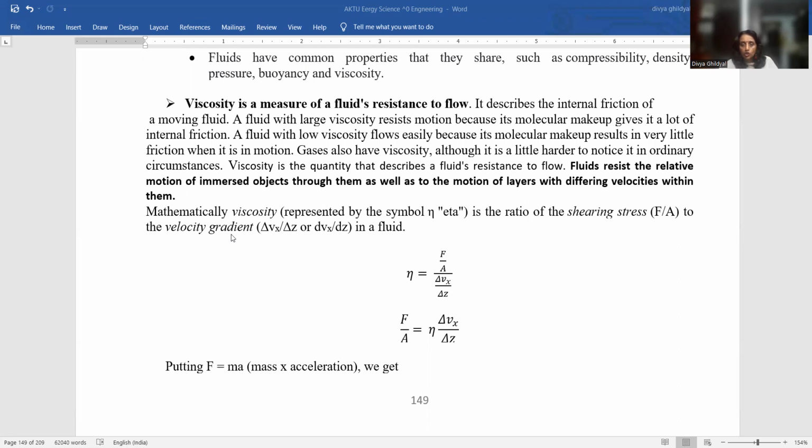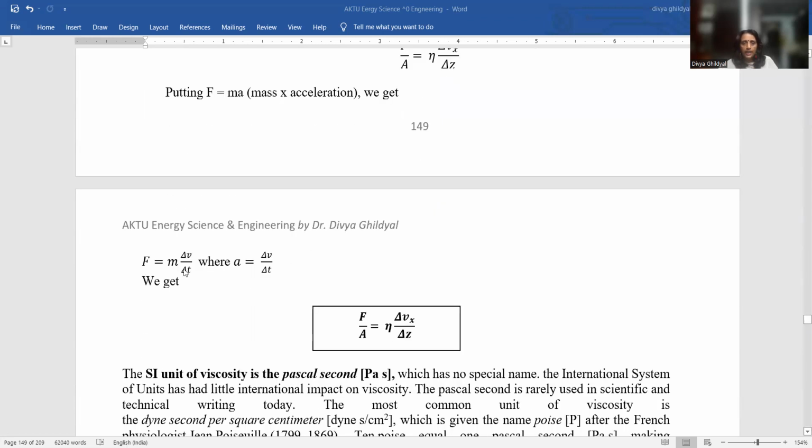Gradient in physics means slope. So viscosity is mathematically given by shearing stress to velocity gradient, and stress is force upon area, gradient is del V by del Z. So force upon area is equal to viscosity into del V by del Z. Force is also known as mass into acceleration from Newton's law. So I put acceleration, a, as rate of change of velocity, del V by del T. So I get force upon area is equal to coefficient of viscosity into del V by del Z.